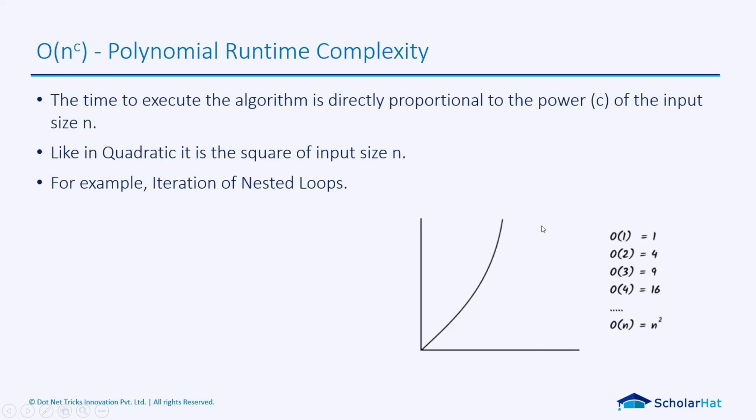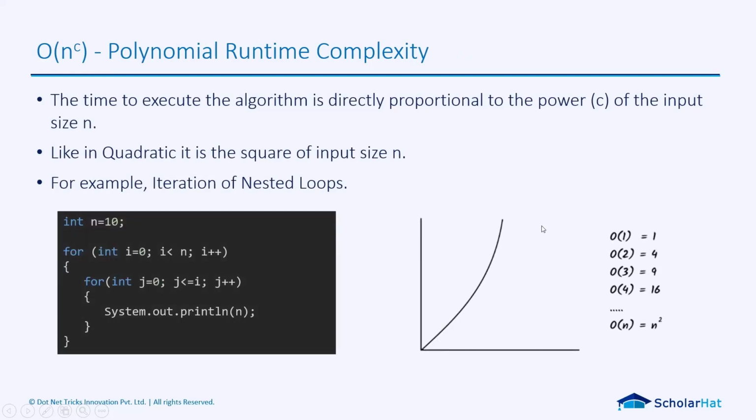Next up, that is polynomial runtime complexity. So when we say polynomial runtime complexity, it means the input is going to be small but the output is going to be a bit high. So the time to execute the algorithm is directly proportional to the power of the input. So like quadratic or cubic, this kind of stuff. So this happens when a nested loop is there. So don't consider that n is going to be 10. We are considering n is going to be high.